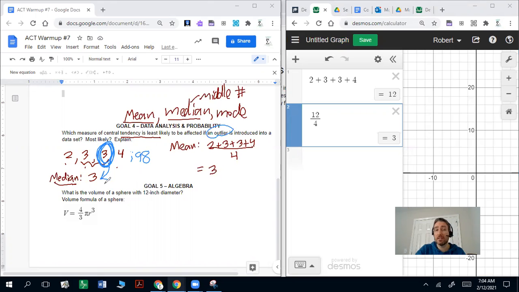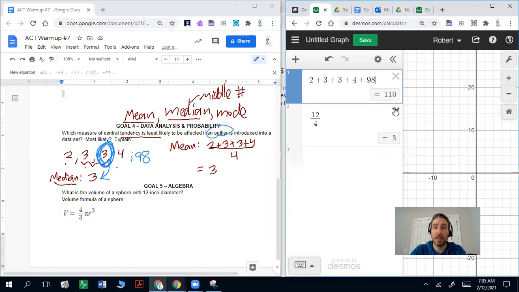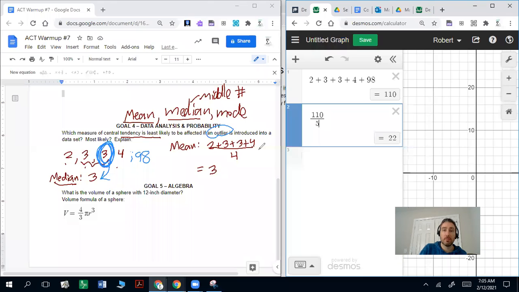So that really didn't get affected. But watch what happens to the mean. Now, if I throw in plus 98, that makes that sum 110. And if I take 110 and divide it by 5, since there are 5 numbers, my mean becomes 22, right? Well, that's a big difference. That's a big difference, 3 to 22. So the mean is the most affected measure of central tendency, and the median is the least affected because that really didn't change when you added one number at the end.